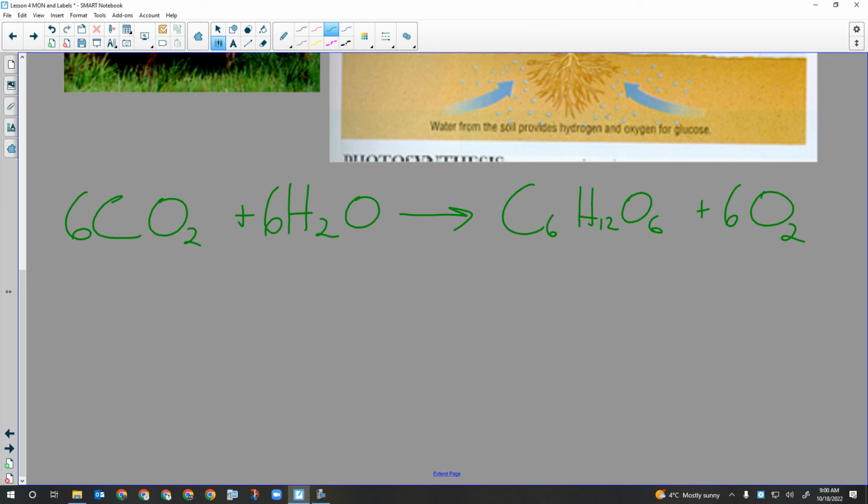Yeah, it kind of looks like a combustion reaction, except it's backwards. Right? In a combustion reaction, your products should be carbon dioxide and water. Okay? Photosynthesis is the opposite of combustion. It's what produces the stuff we can combust.